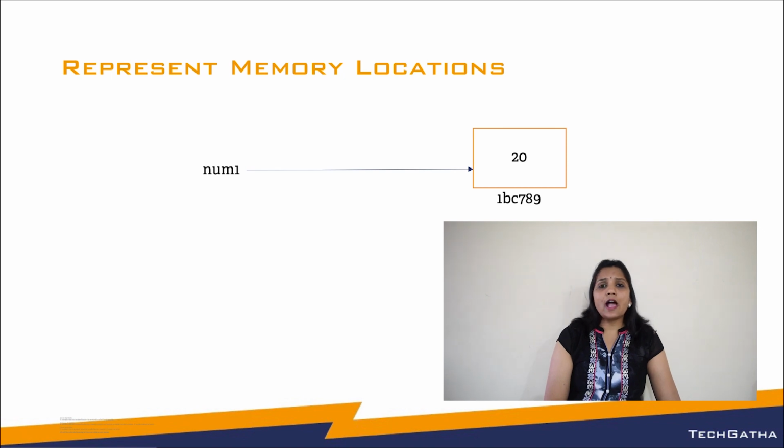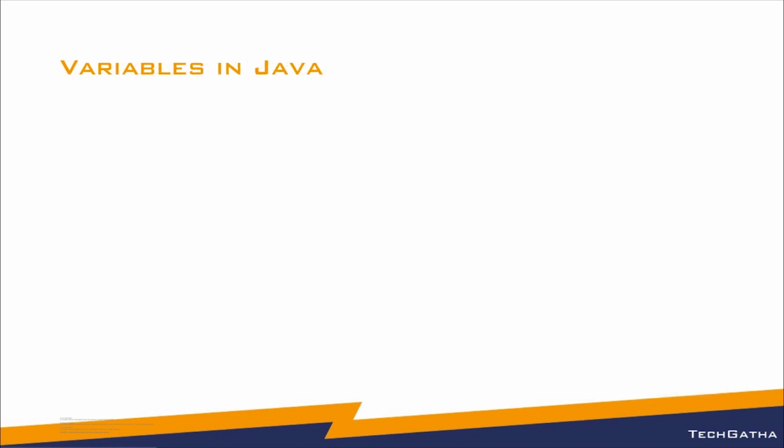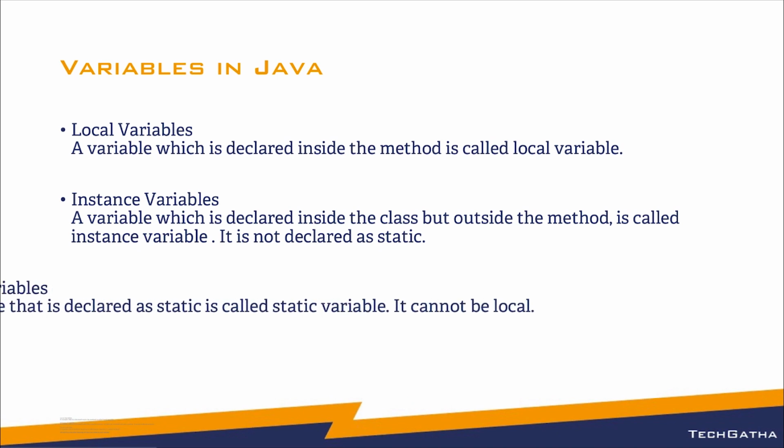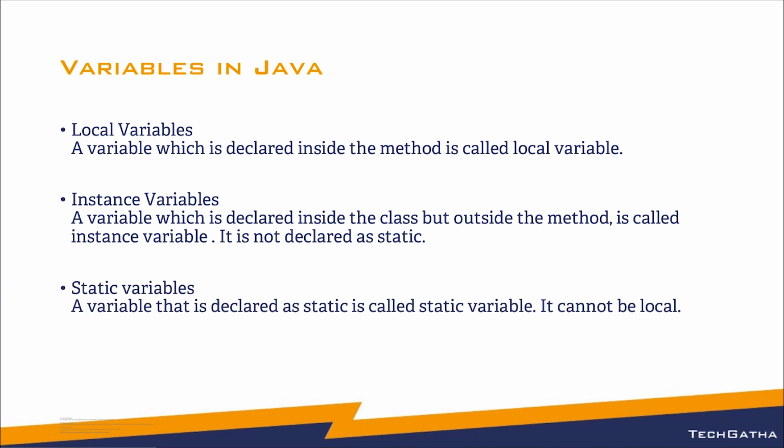Now in Java, we have various types of variables: local variables, instance variables, and class variables, also called static variables. Don't worry about these terms. As we move ahead into the advanced programming of Java, we will be covering all these concepts about all the types of variables. But make sure you remember that these are the three types of variables, and the definitions you can just read. I'm not reading those definitions.